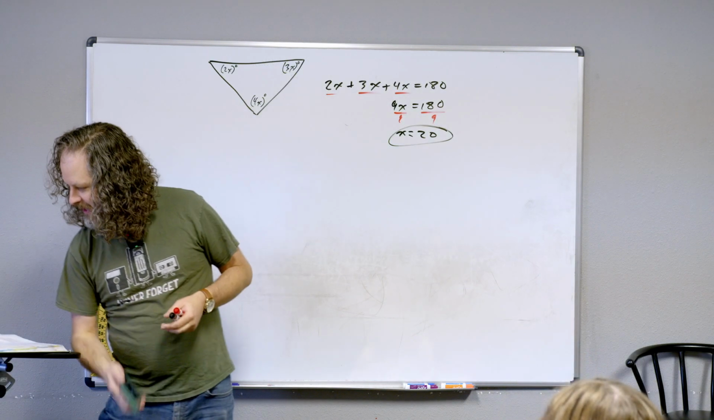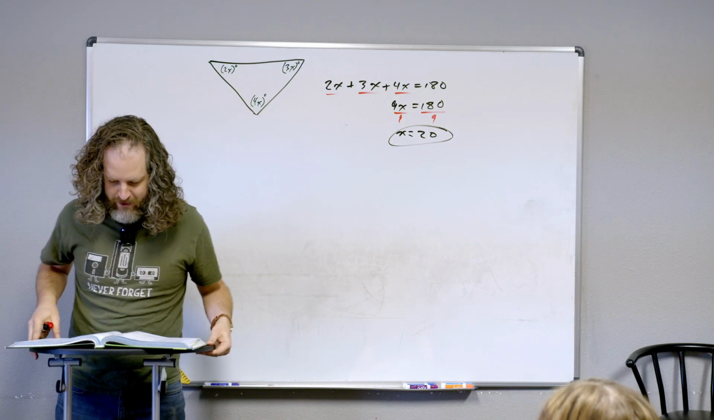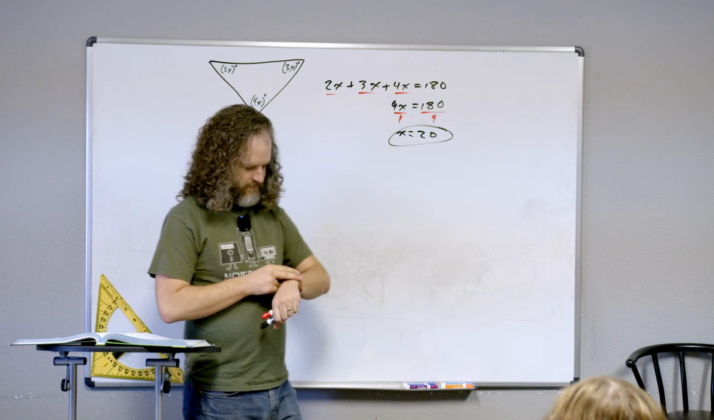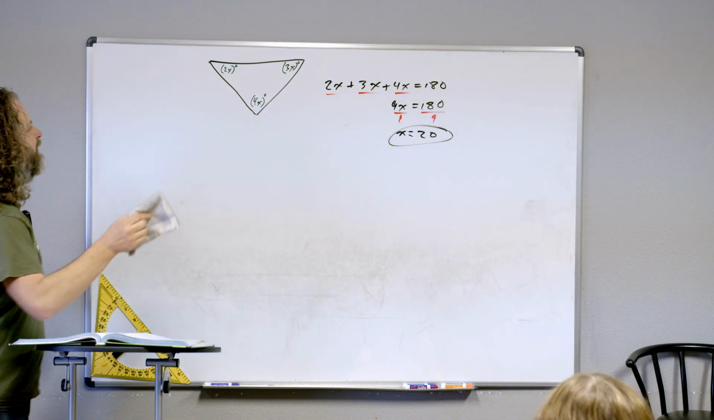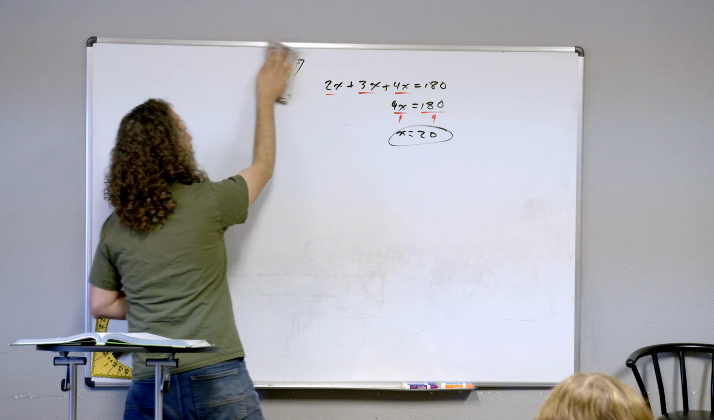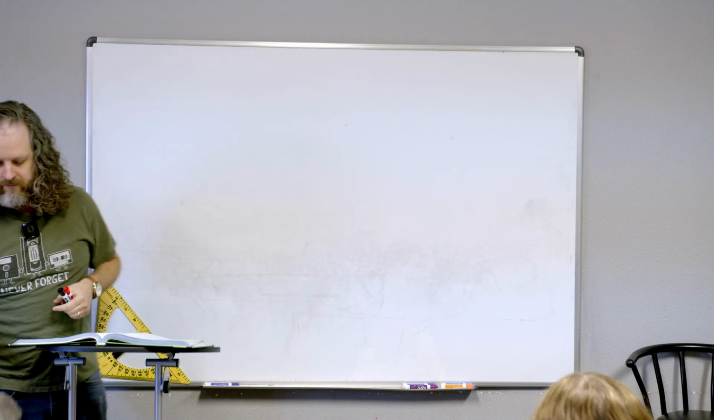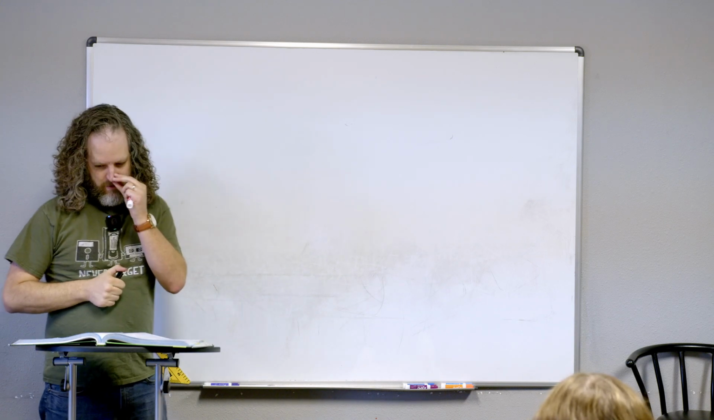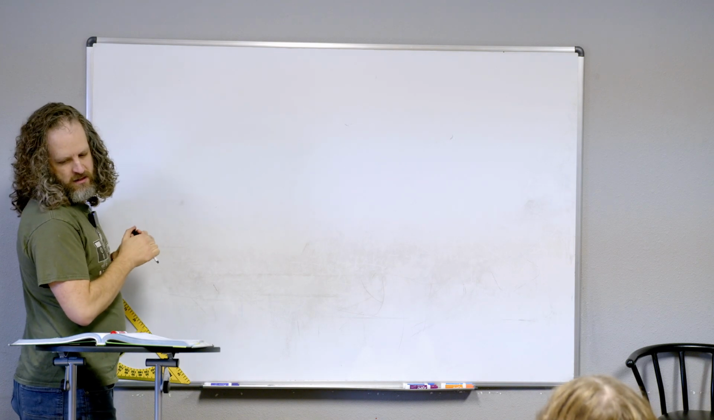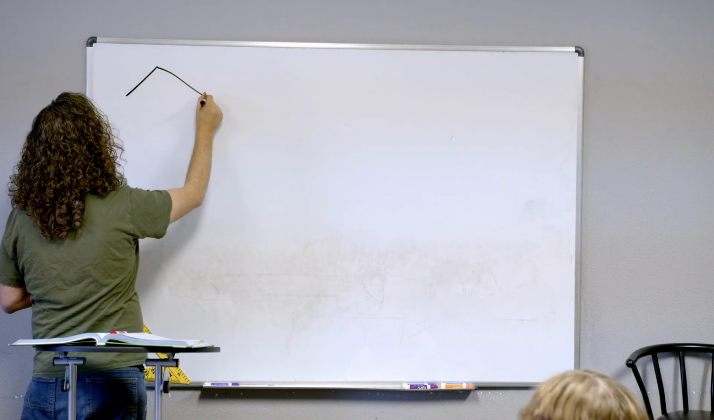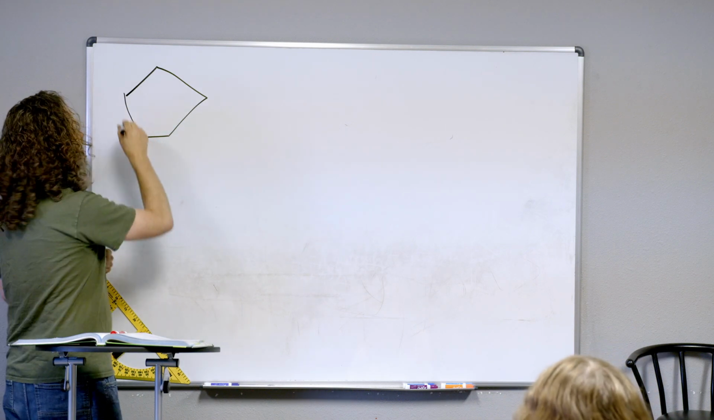There we go. Okay, let's do a proof. Let's do page 253, number 43, because y'all can use all the practice we can get on proofs, right? We're going to write a proof. We've got a pentagon.